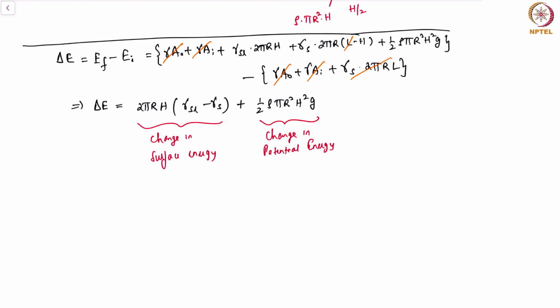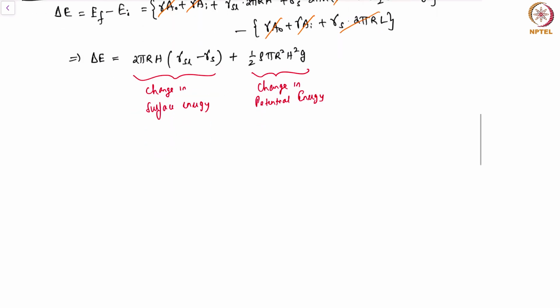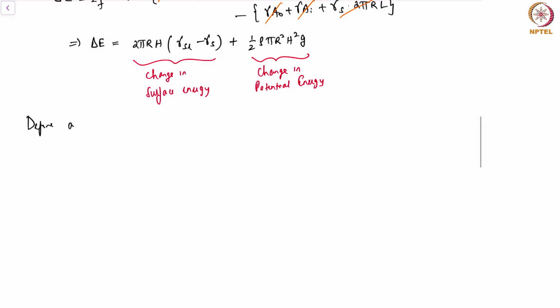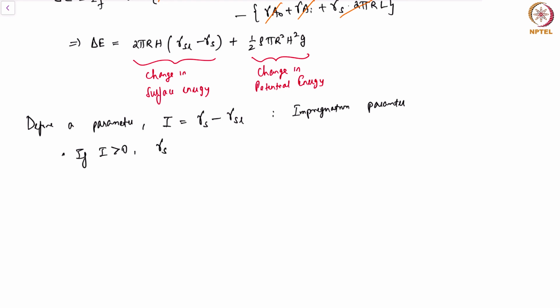Now let's define a new parameter. Let's call it the impregnation parameter, I. This parameter I is often useful when we look at problems in capillary rise in tubes, and this quantity I is gamma S minus gamma SL. This is called the impregnation parameter. What does this parameter tell us? If I is greater than 0, it means that the surface energy of the solid is greater than the surface energy of the liquid solid interface, and therefore in such a case wetting of the solid lowers the total energy of the system, correct?